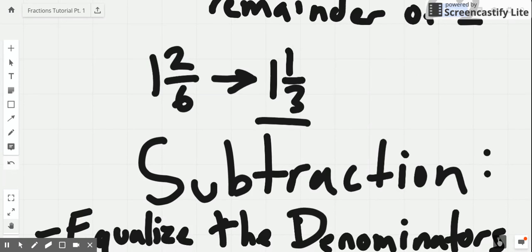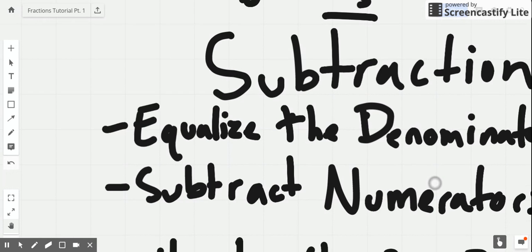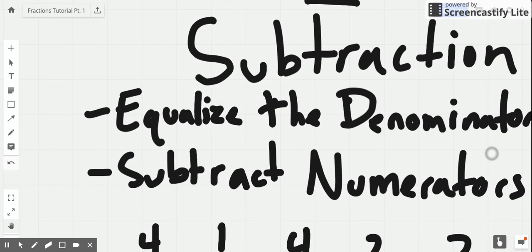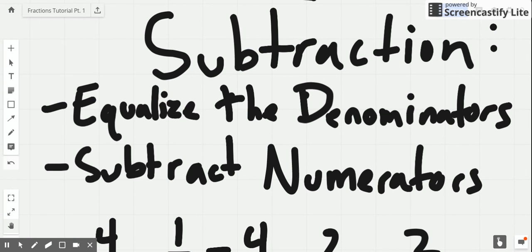Subtraction with fractions is very similar to addition, except we subtract the numerators. And again, only subtract the numerators. Don't subtract both the numerators and the denominators, because that will give us a completely different value, and that's not what we want. So first we want to equalize the denominators.